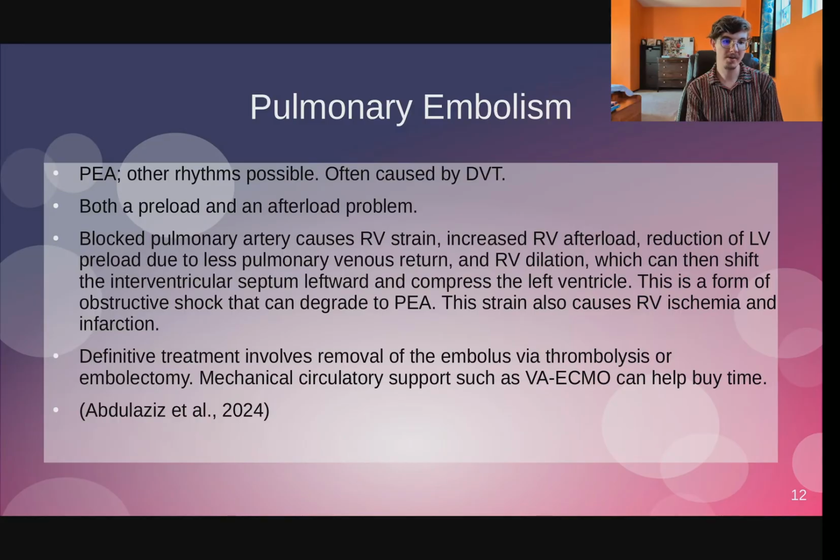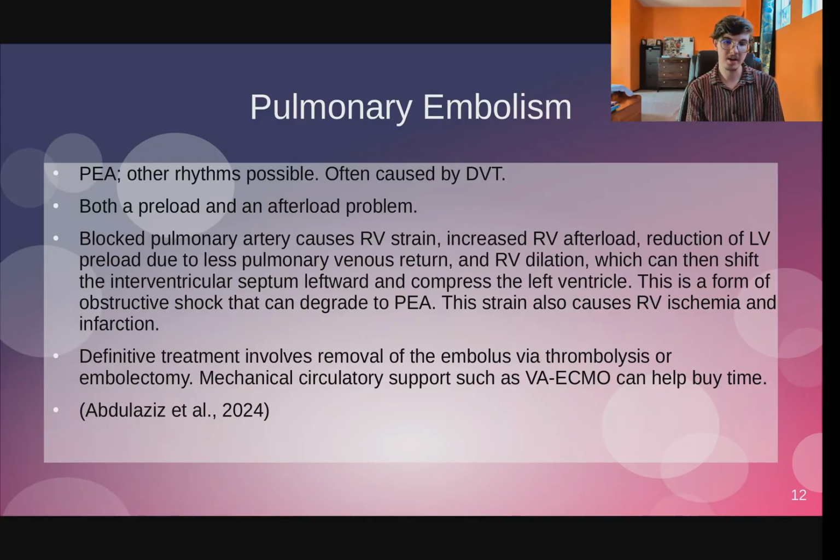That's what's going on here. The blocked pulmonary artery causes right ventricular strain because that right ventricle is trying to pump against that. You get increased right ventricular afterload, obviously, and reduction of left ventricular preload because there is less pulmonary venous return, right? Less blood is able to make it through that blocked pulmonary artery, and therefore you have less blood draining through the pulmonary veins to the left ventricle. The end result here, you end up getting this right ventricular dilation, which can then shift the interventricular septum between the left and right ventricle. It can shift it leftwards and compress the left ventricle, making things even worse. This is a form of obstructive shock that can degrade to PEA.